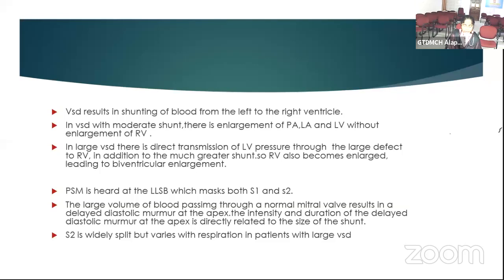But at the same time, the RV is receiving increased blood from the LV. So P2 is delayed. So in VST, A2 is early and P2 is delayed. So S2 is widely split, but it varies with respiration, unlike in ASD, in patients with large VST.